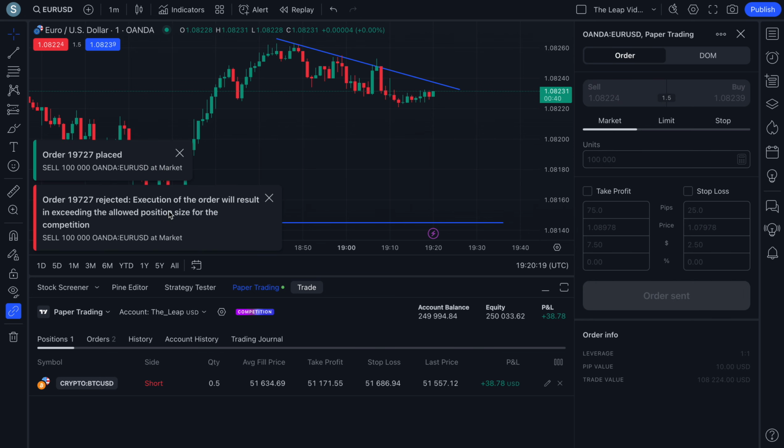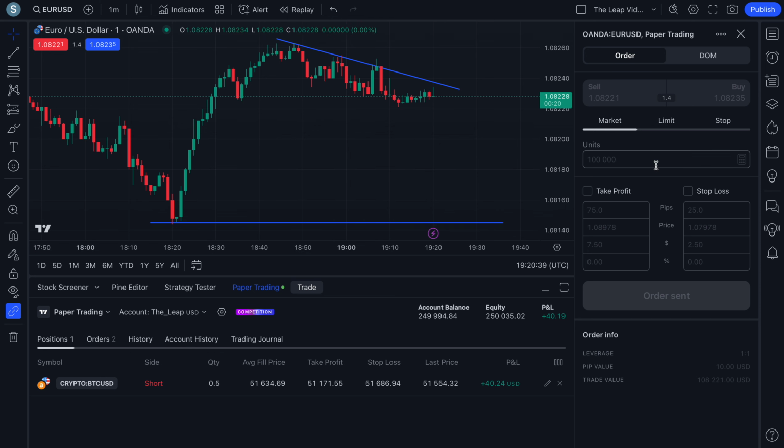What you'll notice is that the trade has been rejected. That's because there are other rules related to this competition about how much you can risk on each trade. So you can see here, exceeding the allowed position size for the competition. That's right, you have to use some risk management to really succeed in this competition. You cannot just bet it all on one single trade. You have to show some sort of process or strategy that would make sense in the confines of risk management and trading strategies.